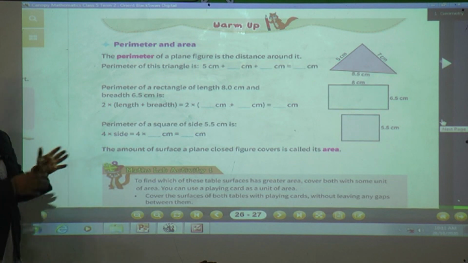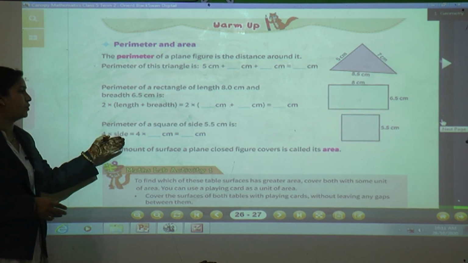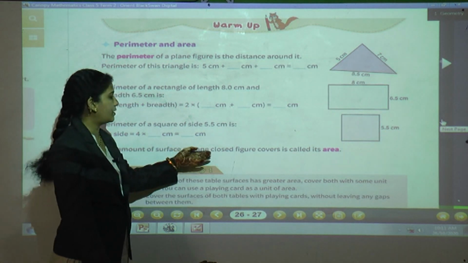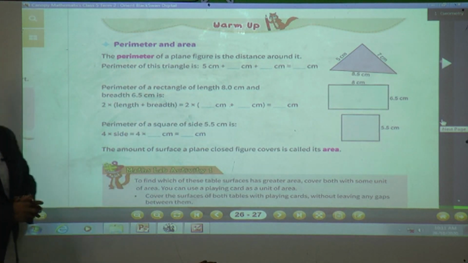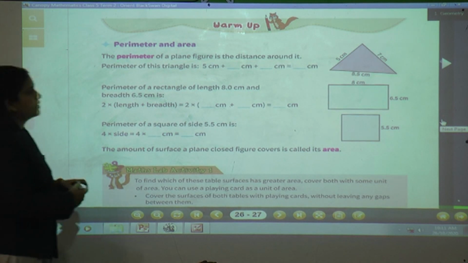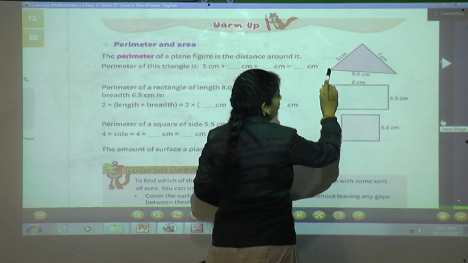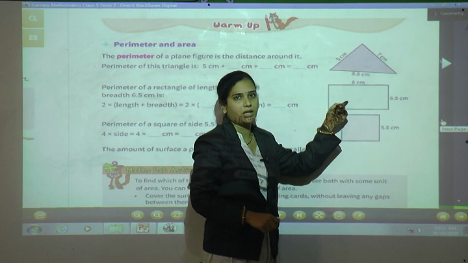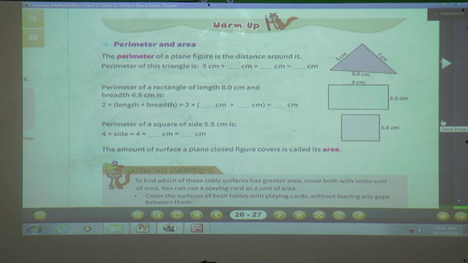So as you know, all sides of a square are equal. So 4 into side. Now the amount of surface a plane closed figure covers is called its area. Students, perimeter and area are 2 different terms. See, perimeter means the measure of the boundary and area means this part. Okay, understood? So we'll see the next point.